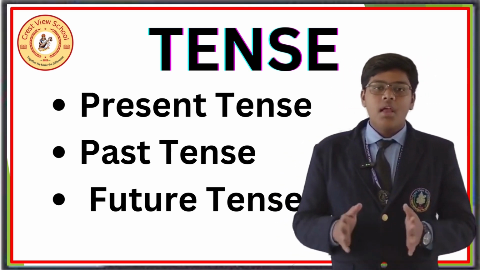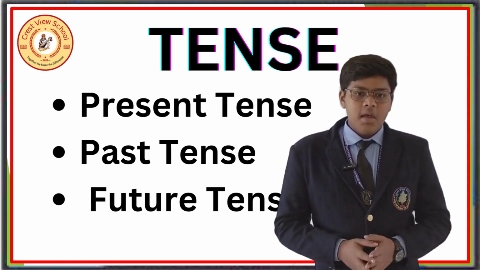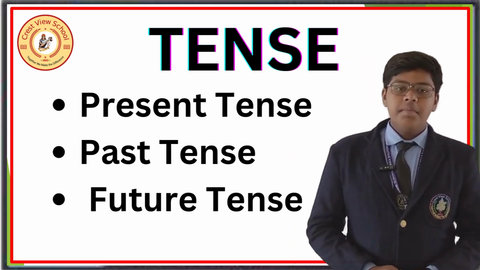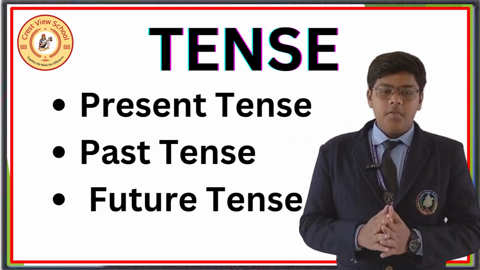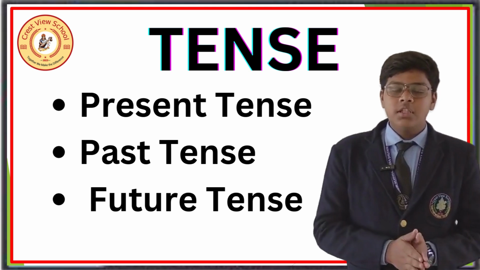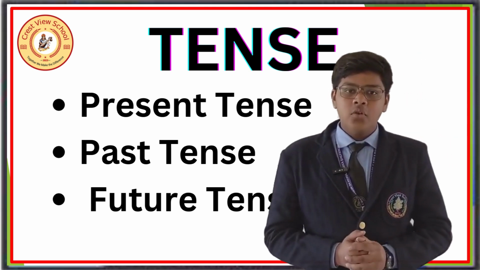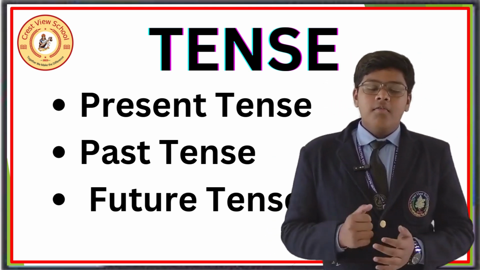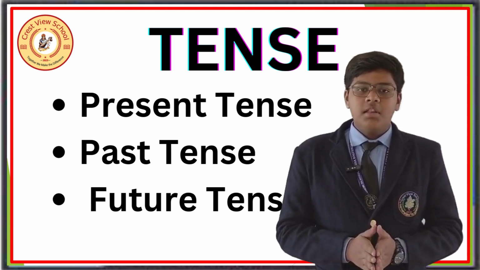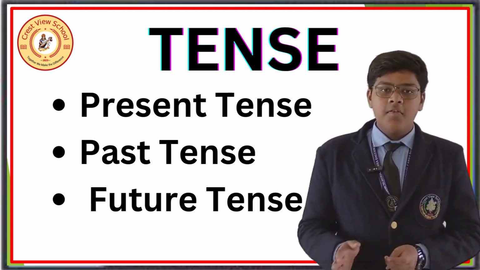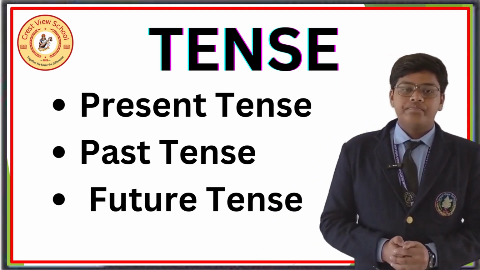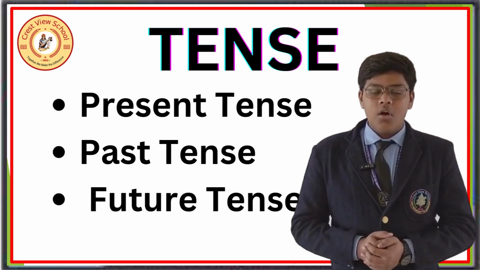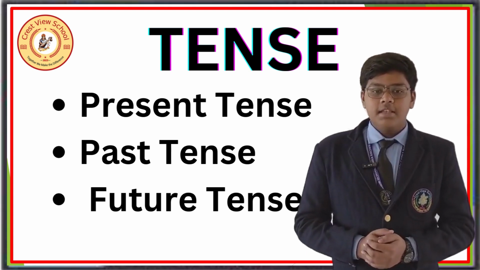So our next topic is present perfect tense. In present perfect we use has with singular subject and have with plural subject, and the verb's third form. So there are some examples of present perfect tense.